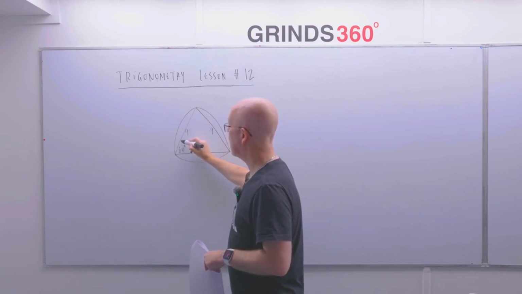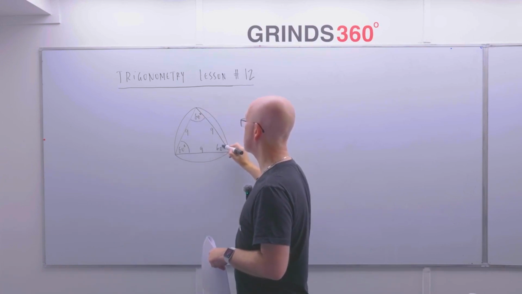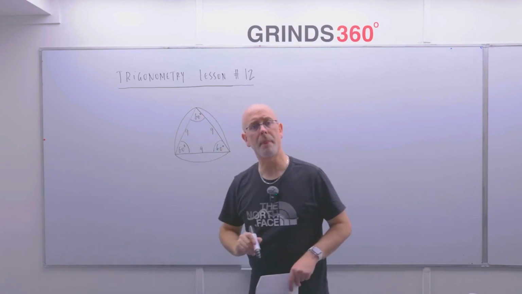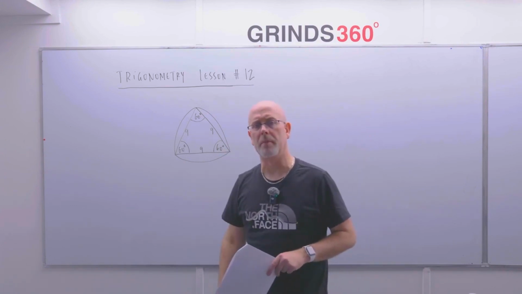Now that's a big deal. So that's not an assumption. That's why he told me it's an equilateral triangle. These are all 60 here. Okay? So if I want to find the area here, getting the area of the triangle is not going to be a problem. Right?